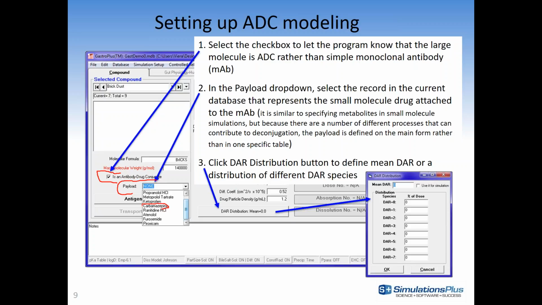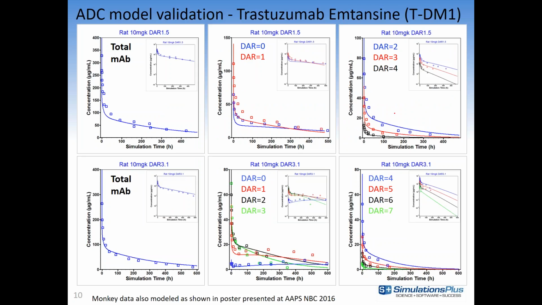And for the distribution of the DAR species, again, you have an option to simply define a mean DAR, drug-antibody ratio, or define the whole distribution of DAR species in your formulation. The next couple of slides show some of the validation cases for this model. They were all presented a few months ago at last year's National Biotech Conference.